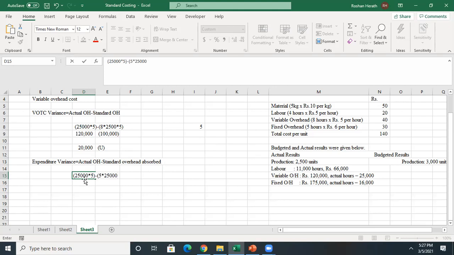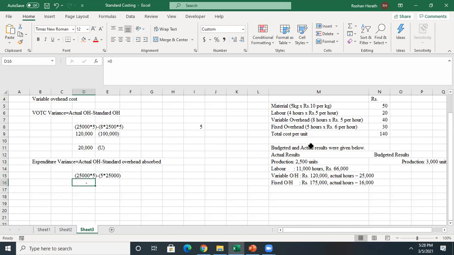Right? I think it's correct, no? Actual one is fine. It's 25,000 hours, 25,000. And the standard rate is also the same. So therefore, when it comes to expenditure, there is no variance at all. That means expenditure variance එකක් නැහැ.